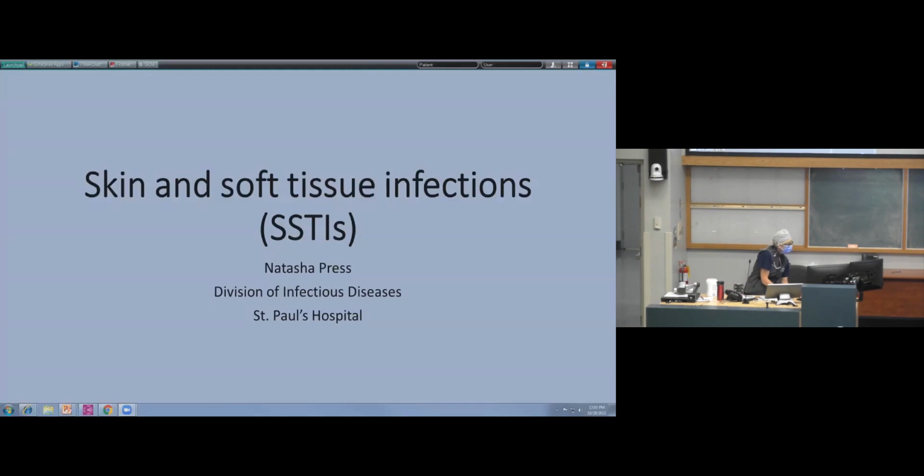I have no conflict of interest, and I do just want to make a land acknowledgement that I work on the unceded territories of the Musqueam, Squamish, and Tsleil-Waututh First Nations. This is important to today's discussion on skin and soft tissue infections, because a lot of the risks for skin and soft tissue infections are informed by social determinants of health, which in turn may be a cause of structural racism.